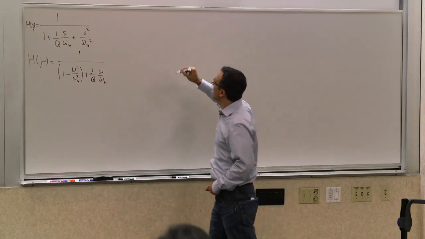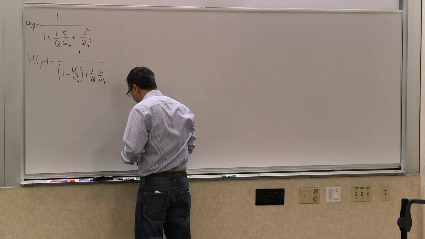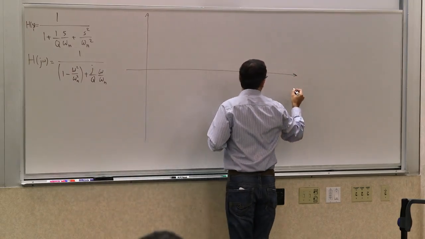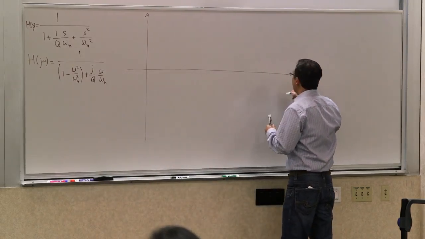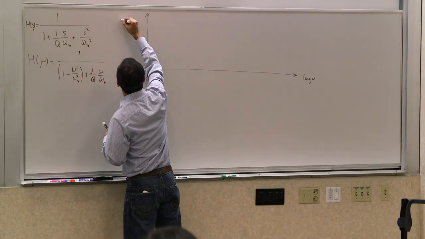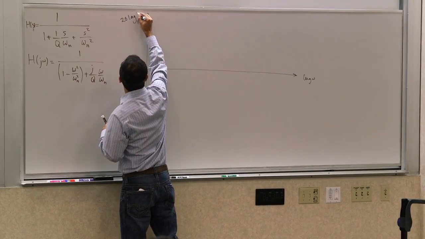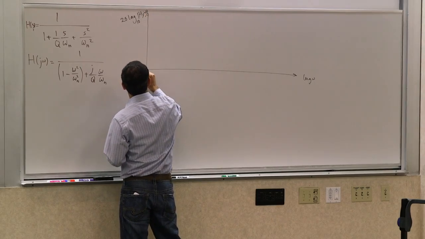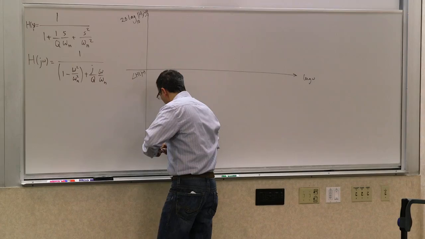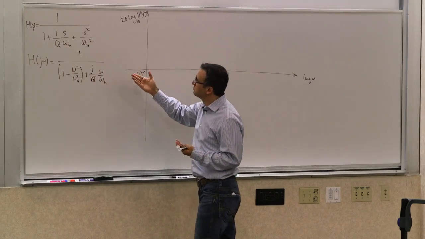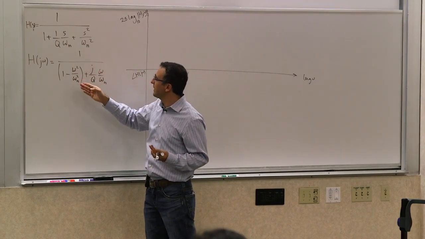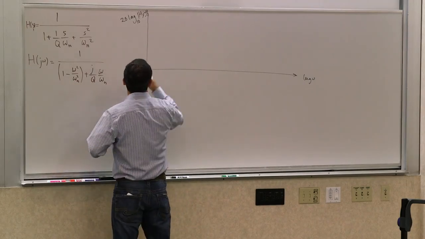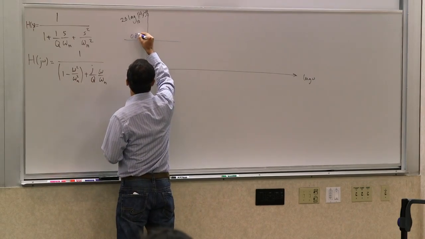So how does this look? Well, let's look at the two asymptotes associated with this. If you're looking at log of omega, 20 log base 10 of the magnitude of H of j omega, and the phase of H of j omega, what do you see at very low frequencies, if omega is very small? Neither of these two terms matter, so you have 1. So you get 0 dB. You start off at 0 dB.